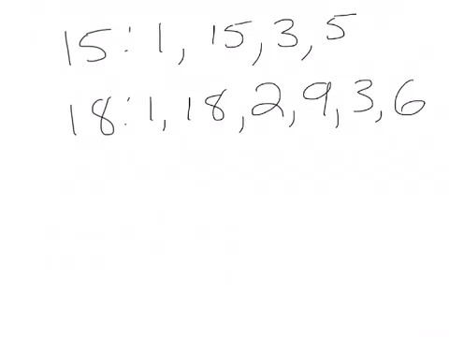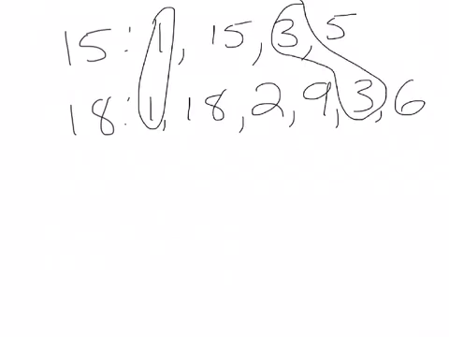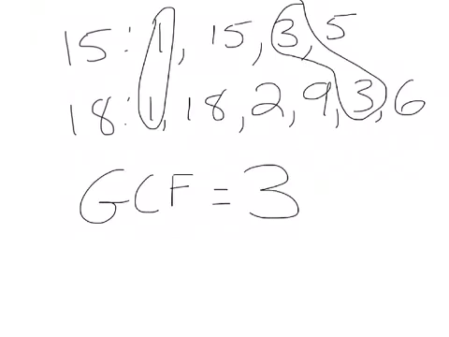And then I'm going to circle the ones that they have in common. And they only have 2 factors in common, 1 and 3. So the greatest common factor, or GCF, is 3. Okay, if that doesn't make sense, pause it, rewind it, watch it again.